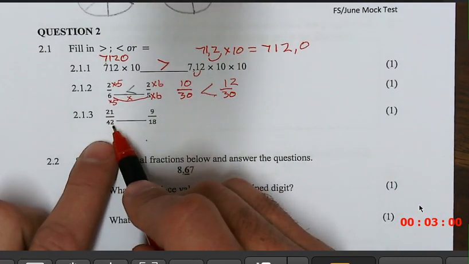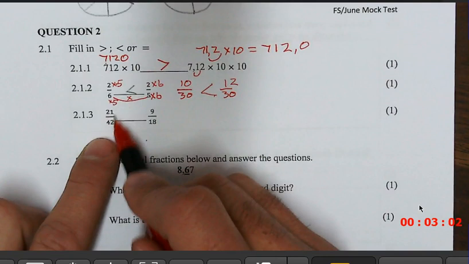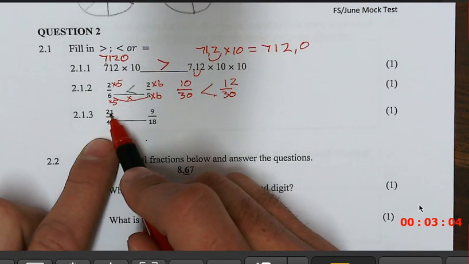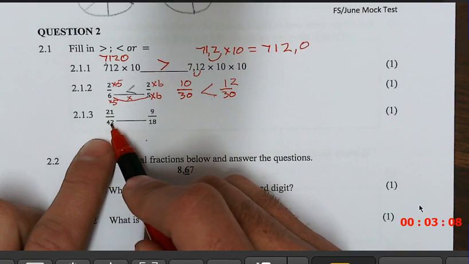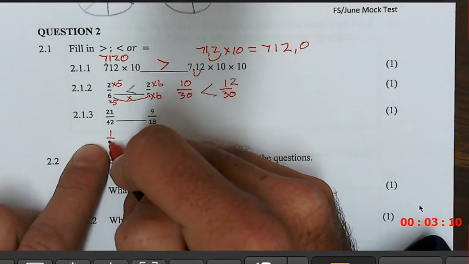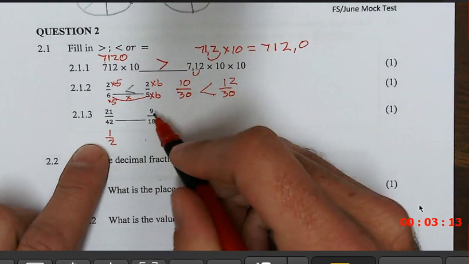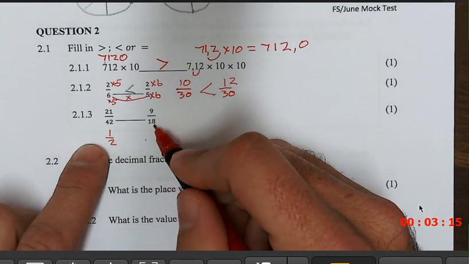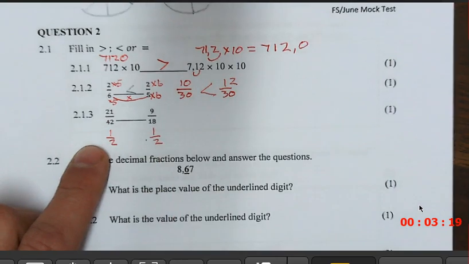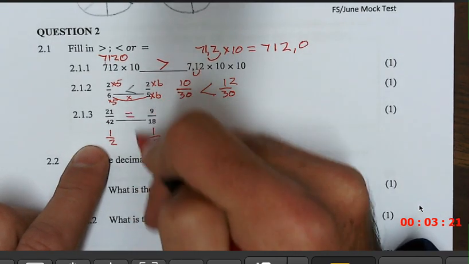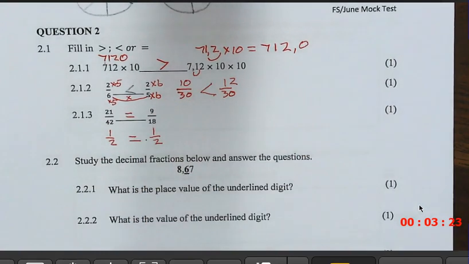Okay, the last one here, 2.1.3, 21 over 42. Okay, if I look carefully at these numbers, 21 is half of 42. So this one is actually easy, that is a half. And the same on this side, 9 is half of 18. That's also a half. So that means they are equal to each other.